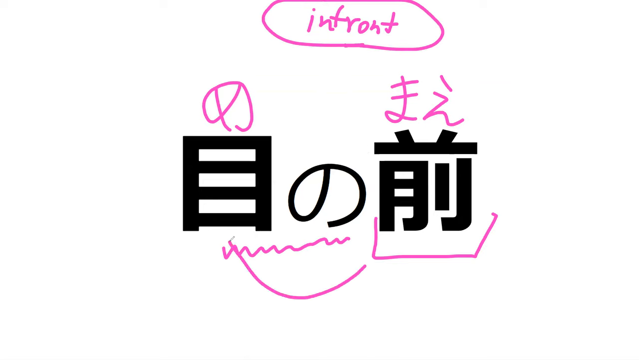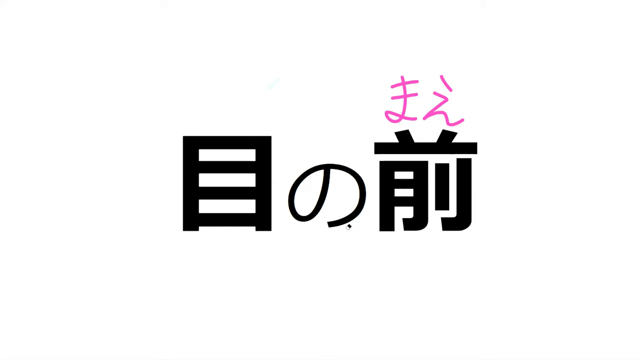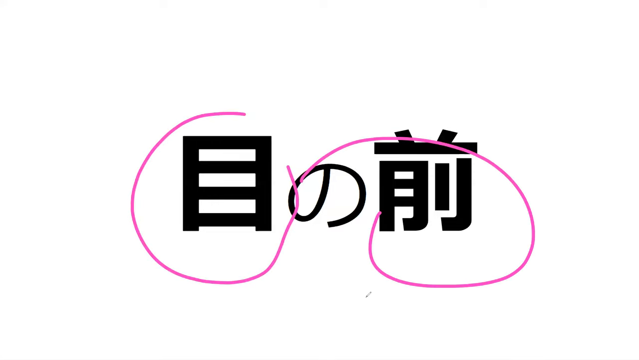So what do you think in front of eyes means? 目の前. Your field of vision. Basically, it's saying right in front of you. So in English, we just would say in front of you. And here they say in front of my eyes. So they specify with the 目の前.